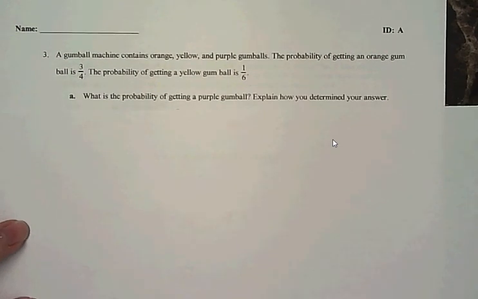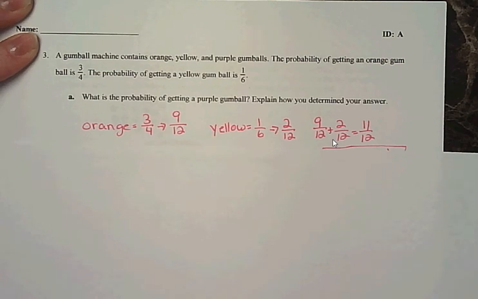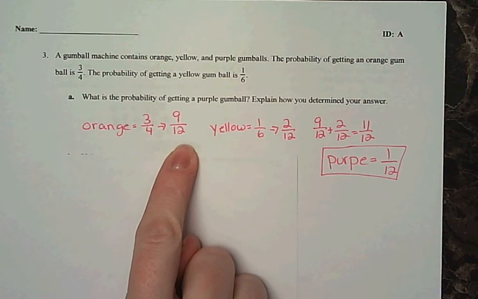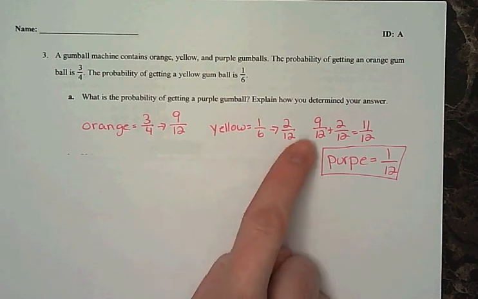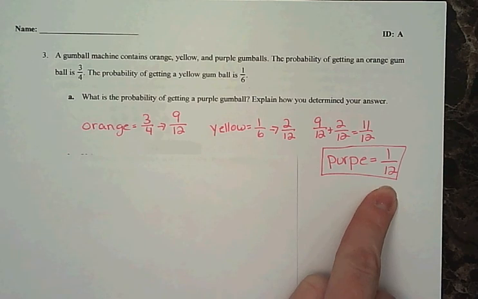Number 3 says, a gumball machine contains orange, yellow, and purple gumballs. The probability of getting an orange gumball is 3/4. The probability of getting a yellow gumball is 1/6. What's the probability of getting a purple gumball? Once again, you don't have to explain. So you should have gotten the probability of a purple was actually 1/12 because you need to find a common denominator. So for orange, we could change it to 9 out of 12. For yellow, we could change it to 2 out of 12. And if we add those up, that's 11 out of 12. So the remaining would have to be 1 out of 12.